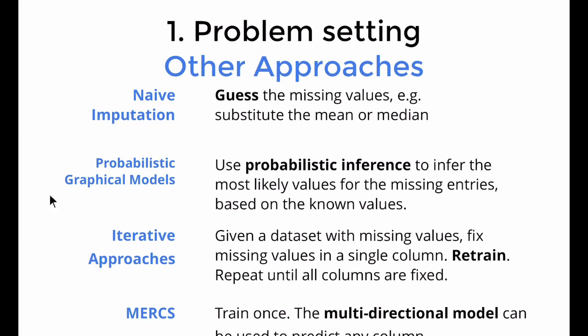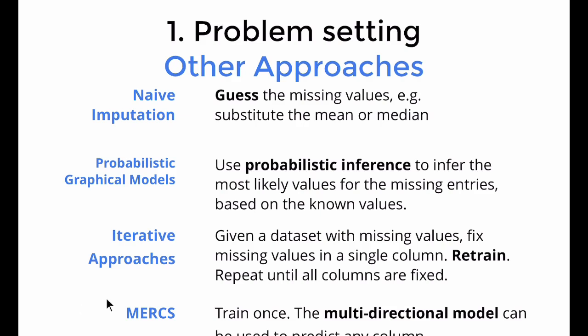First and foremost, there's naive imputation, as we call it in the paper, which is basically to guess the missing values, substitute a fixed value such as the mean or the median, and then carry on as if nothing was ever missing. Secondly, the most rigorous approach, I would argue, is probabilistic graphical models. That means you use probabilistic inference to infer the most likely values for the missing entries based on the known ones. Thirdly, there are iterative approaches, which are very popular. Given a dataset with missing values, you fix the missing values in a single column, you retrain your model using your recently fixed values as inputs in this retraining step, and then you repeat this until you have fixed all your columns. That's the iterative part in the iterative approaches.